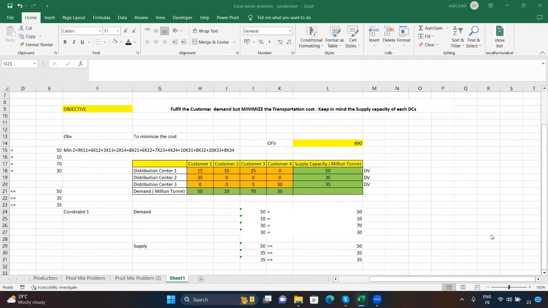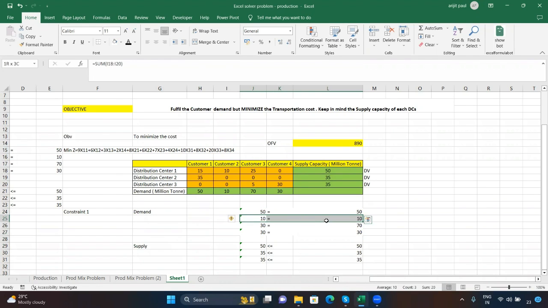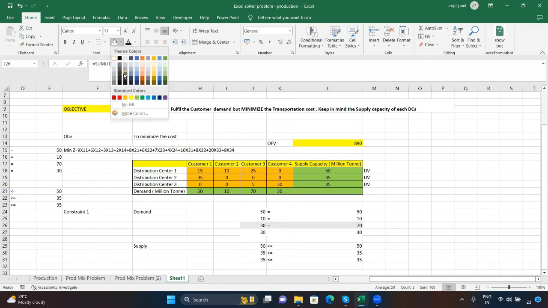Now, if you want to cross check whether our model meets all the requirements or not, we can cross check from here only. For example, for customer 1, the demand was 50 ton and we are supplying 50 ton. So this is fine. For customer number 2 also, the demand was 10 ton per day and we are supplying 10 ton per day. For customer number 3, we are not able to meet the demand requirement. The demand was 70, but we are only able to supply 30 ton. So here is an issue.